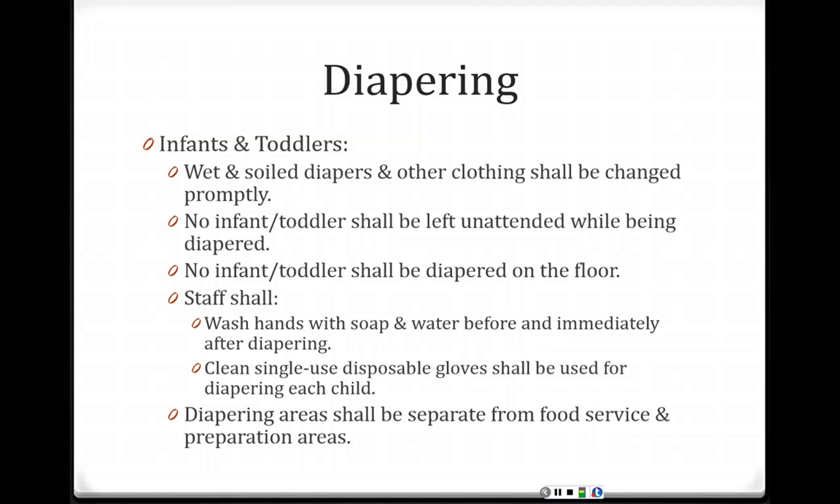No infant or toddler shall be diapered on the floor. This may be something that you do in your family, but it is not something that we do when we're in a child care center. Staff shall always, when diapering, wash their hands with soap and water before and immediately after diapering, just like we saw a minute ago. We want to use clean single-use disposable gloves, which will be used for diapering each child.